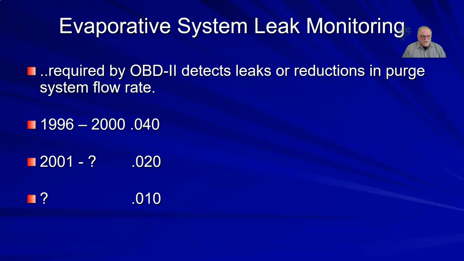Looking at this, you're thinking, oh, it went from 40 thousandths to 20 thousandths, and that's half the size. When we're talking about a hole, a 20 thousandths hole is actually 1/4 the size of a 40 thousandths hole. And then when we get down to 10 thousandths, it's a fourth again. So we're talking about really small leaks that this has to be able to detect to prevent hydrocarbon emissions from entering the atmosphere.